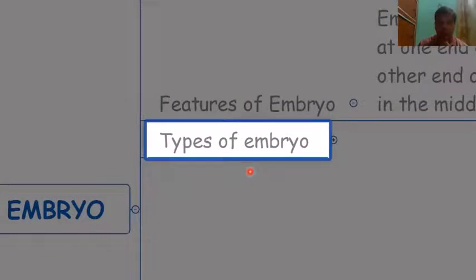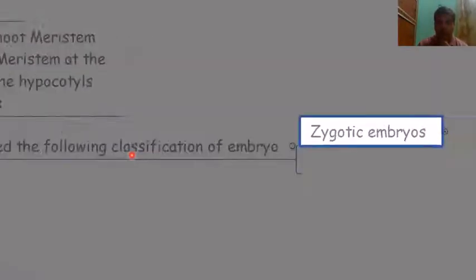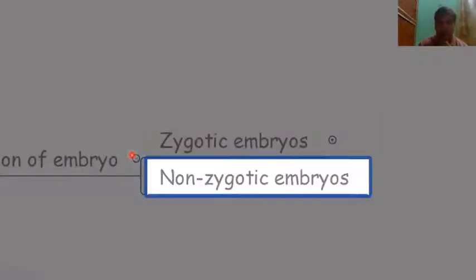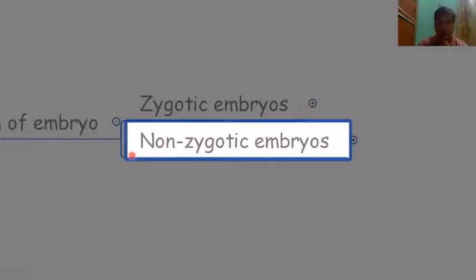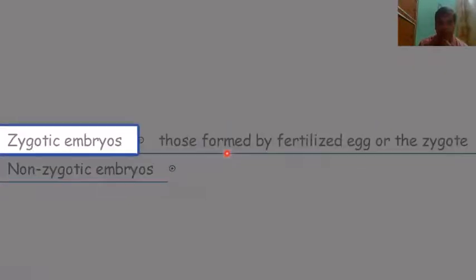Thirdly, we can discuss the types of an embryo. As far as the types of an embryo are concerned, we can find the classification of embryo types given by Colin Beck in 1978. He classified the embryos into two categories, zygotic and non-zygotic embryos. Now, what are the zygotic embryos? As their name indicates, the zygote further develops into an embryo. The zygote, which is the result of the fertilized egg cell, starts developing further to make an embryo, and this is called a zygotic embryo. So we can say it is formed by the fertilized egg cell or the zygote.